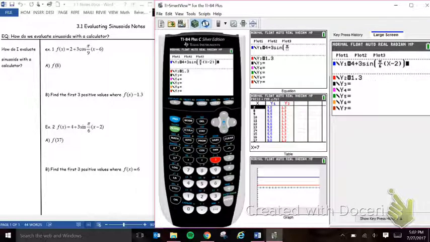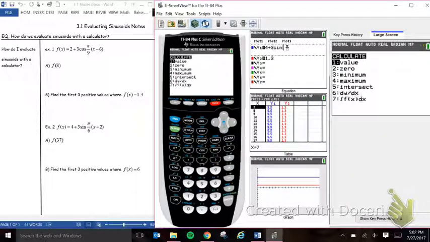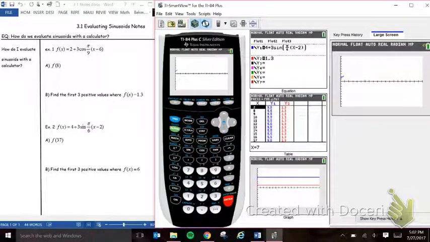Okay, so now I need to evaluate f of 37. That means when x equals 37. So I can go to my table and scroll down to 37, or I can do second trace value. But again, remember, if you do second trace value, there is a little trick with that. Now, if I do it right now, I'm going to get an error, and I'll show you why here in a second.